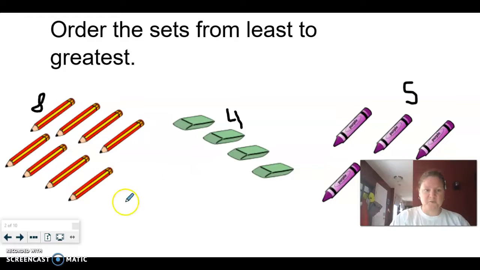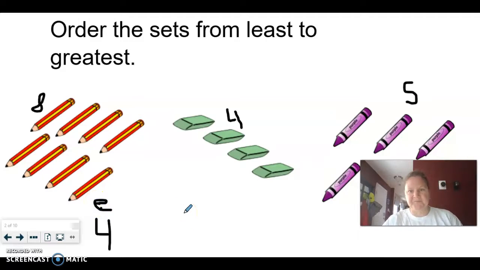Good, the erasers with 4. So I'm going to write 4 comes first. 4. I'm going to write, see if I can do that, an E for eraser. Okay? Not a great E, but it'll do. E for eraser. All right, so I use this one.